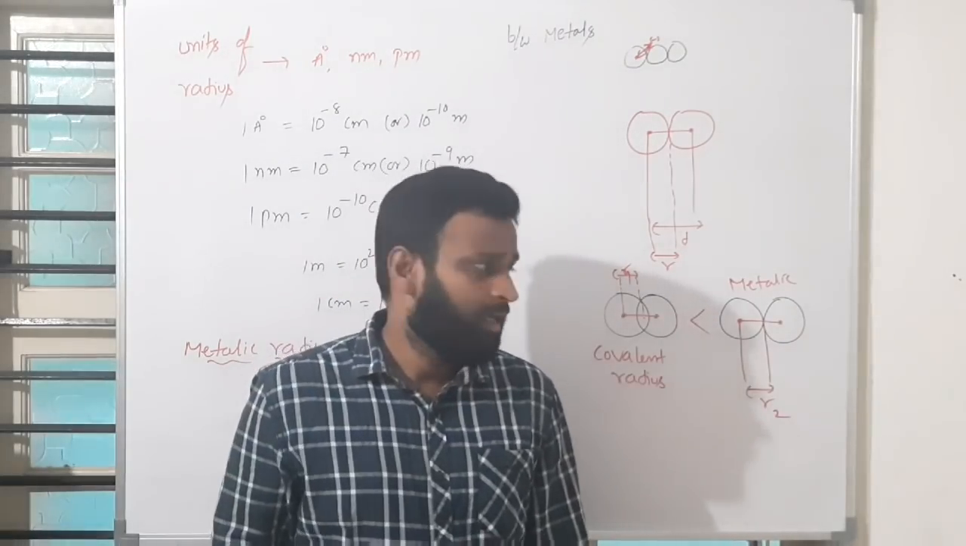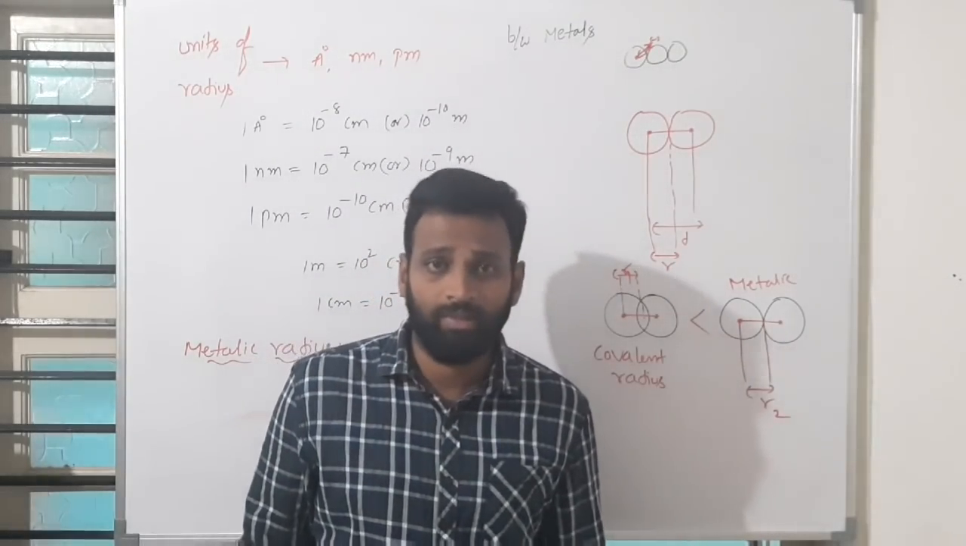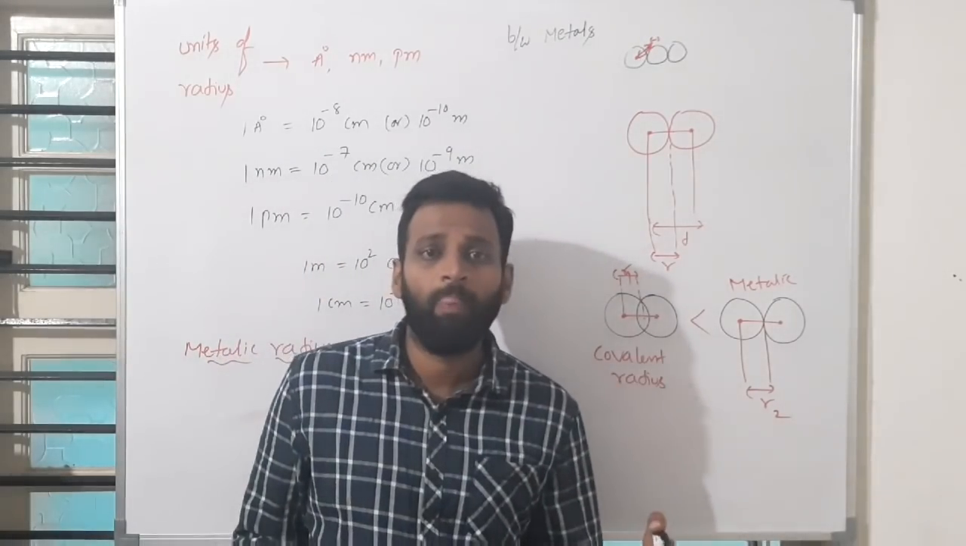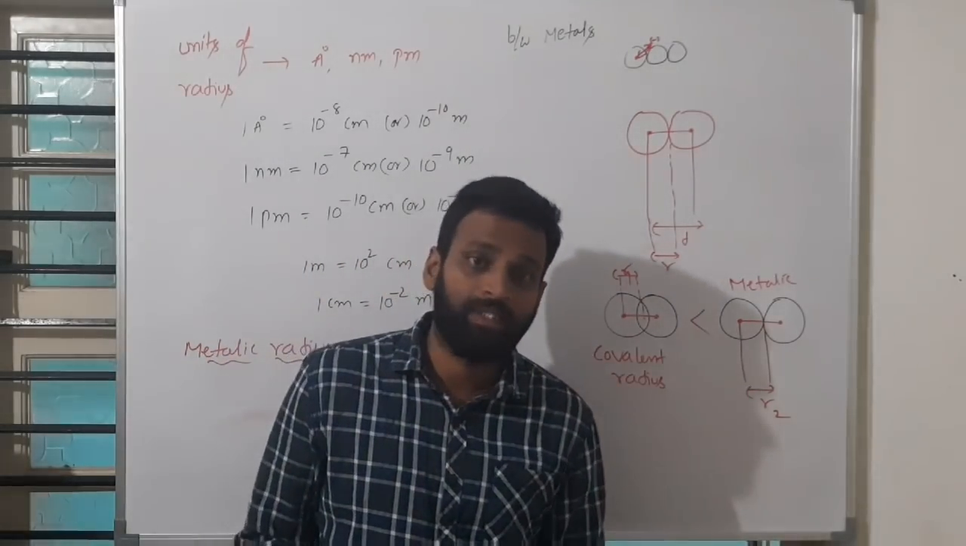Thank you. And tomorrow we will also discuss the remaining two types of radius: one is ionic radius as well as van der Waals radius.